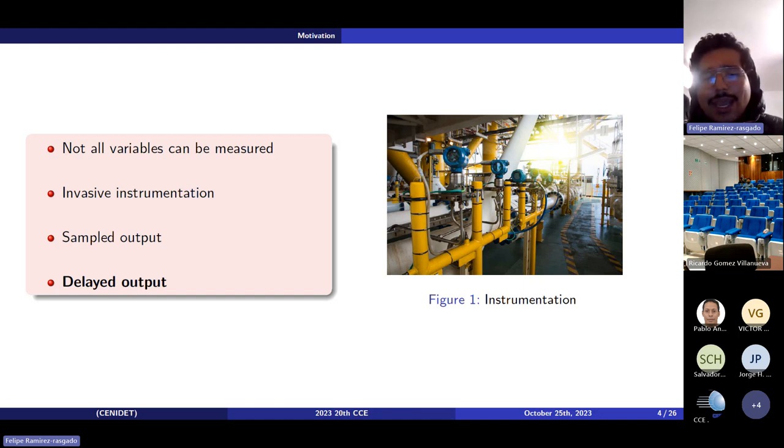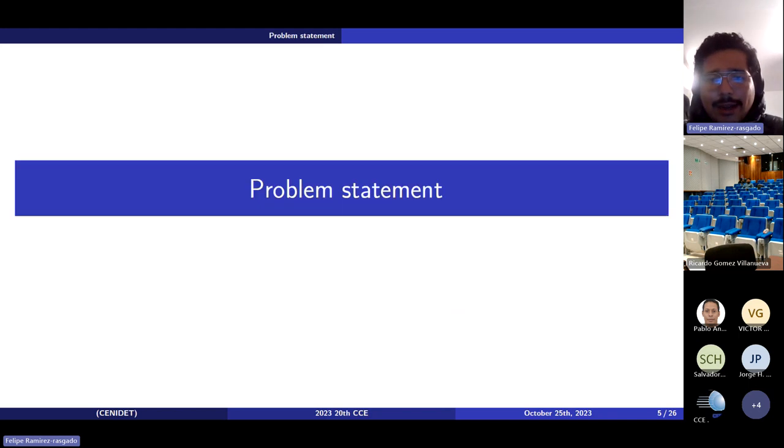So in this sense, we can present two cases: a sampled output or a time delay measure. In this work, we consider the sampling as a delay output. We consider that the instrumented system presents a sensor that makes the output present a delay. So in this sense, we need to estimate the unavailable state and/or the unavailable signal.